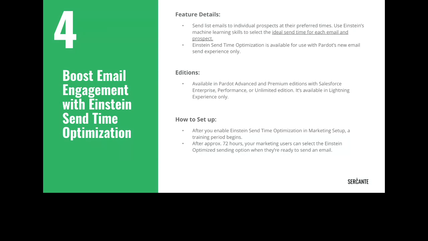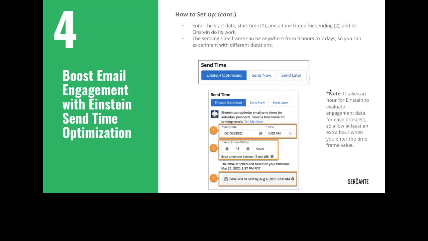A training period will begin, and after approximately 72 hours, your marketing users can select the Einstein optimized sending option when they're ready to send the email. There are a few other settings. You enter a start date, start time, and a time frame to send those emails within, and then Einstein does the work from there. The time frame can be anywhere from 3 to 7 hours, so you can experiment with different durations.